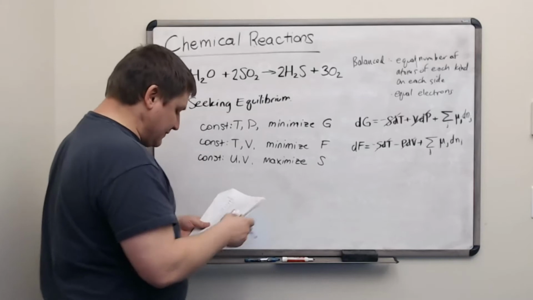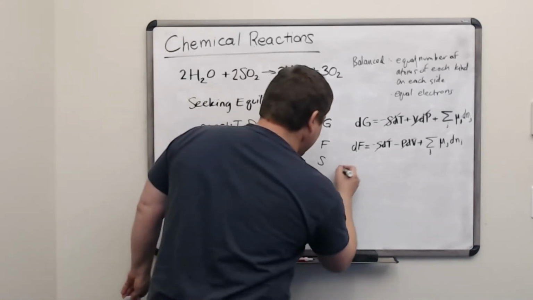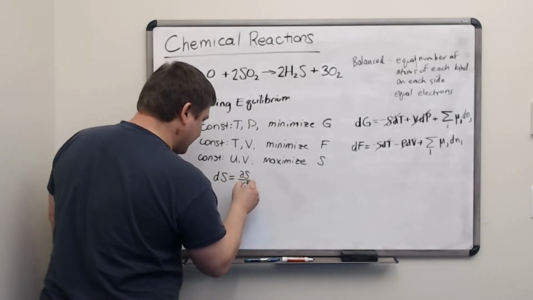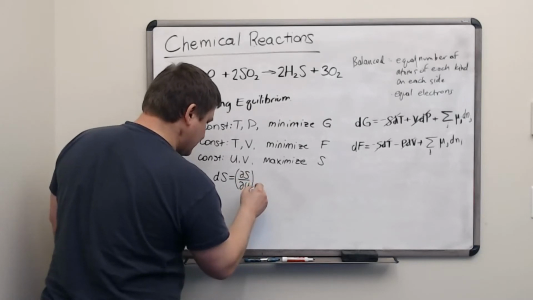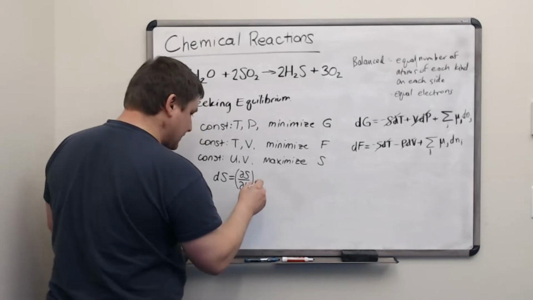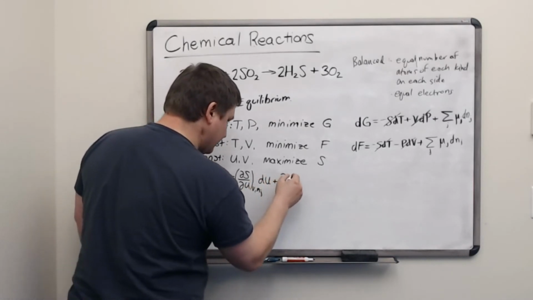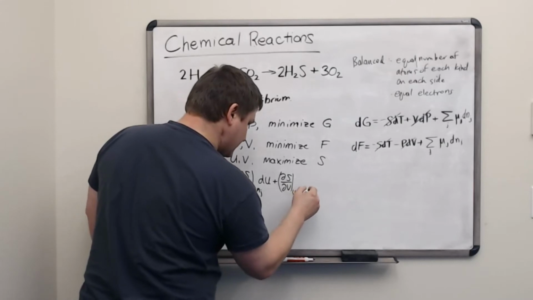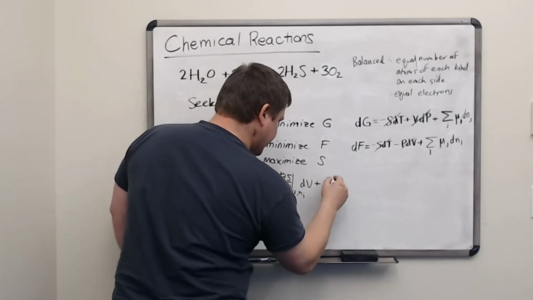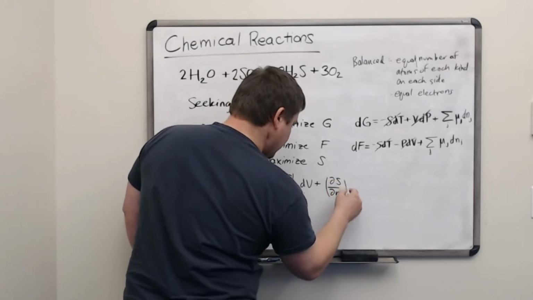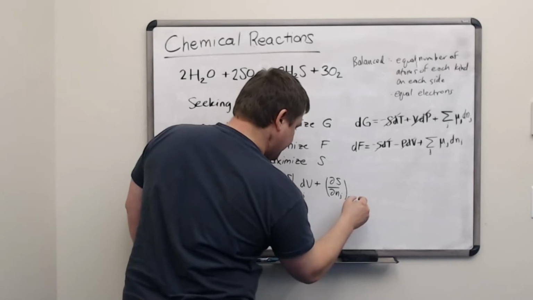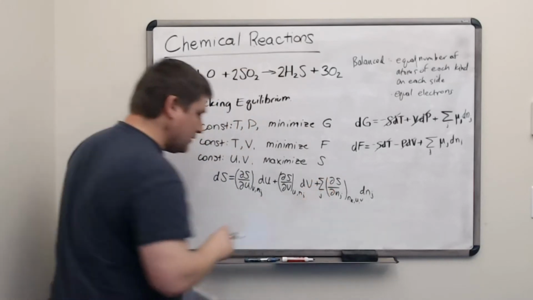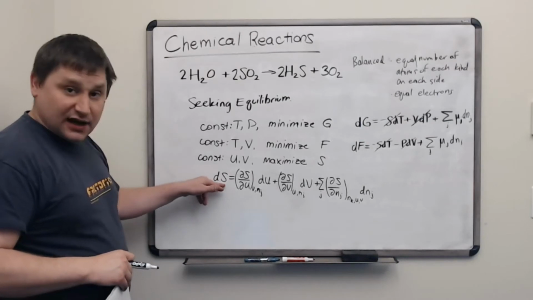Lastly, if we look at the bomb calorimeter, it's a little more complicated, but remember that entropy can be written as a function of energy, volume, and particle numbers. So that is an expansion for dS.